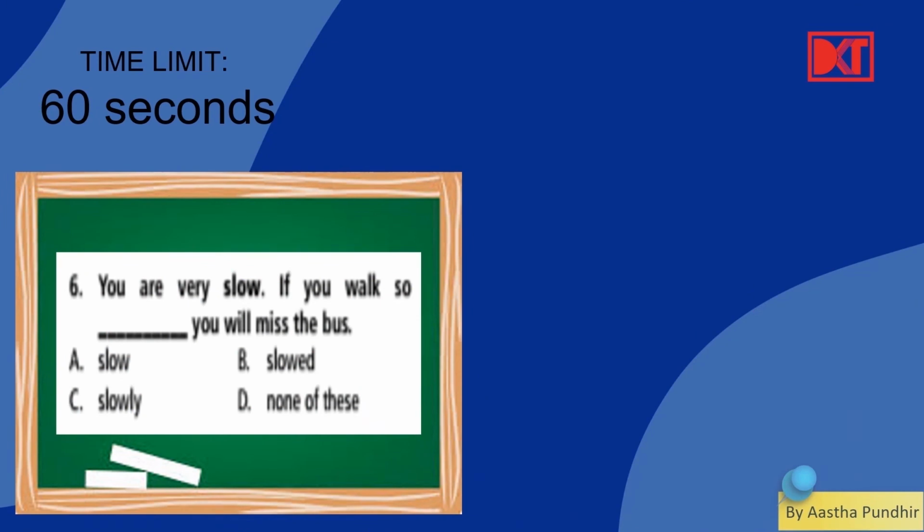Okay, next up, you are very slow. If you walk so dash, you will miss the bus. Slow, slowed, slowly or none of these. You are very slow. If you walk so slowly, you will miss the bus. Slowly is the adverb. Here slow is an adjective. Slowed, slow something down. Slowed, it's slowed down. That can be a verb.